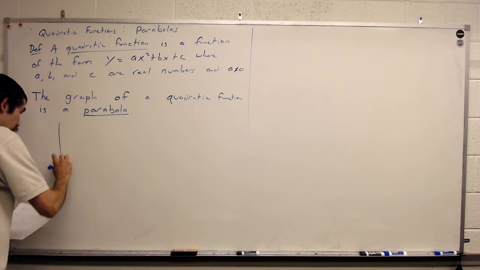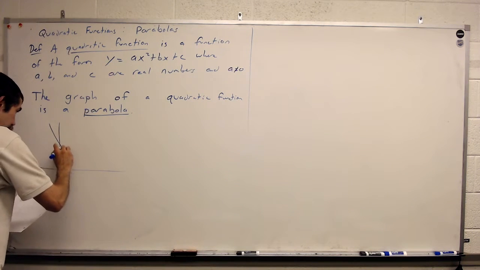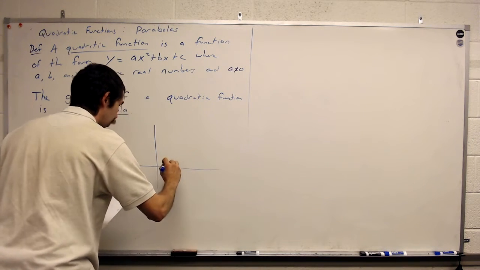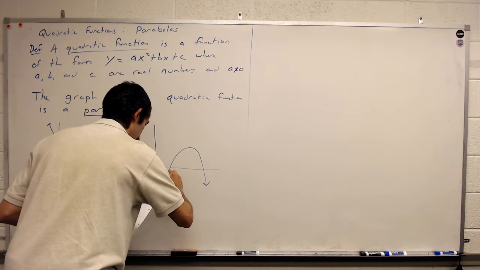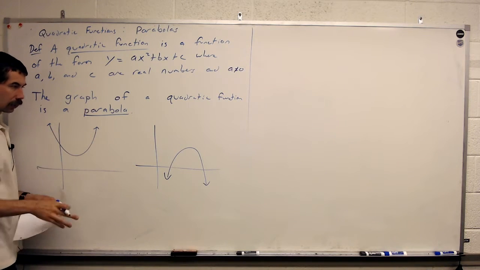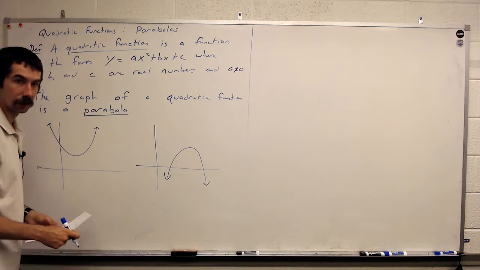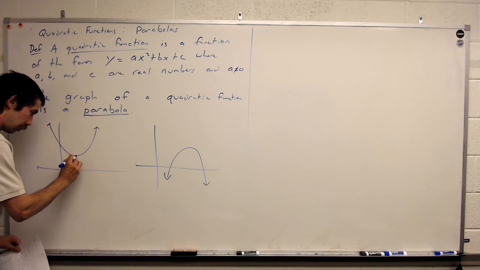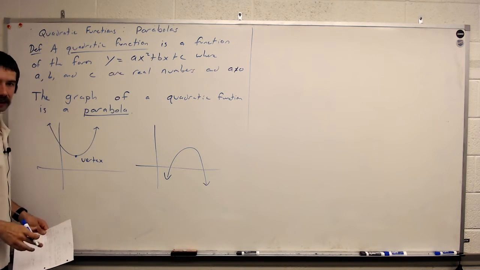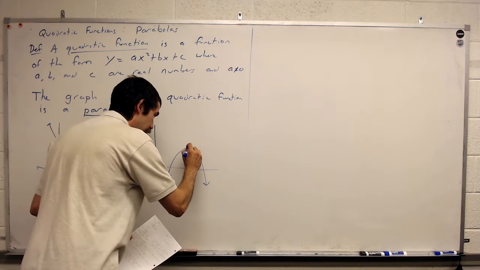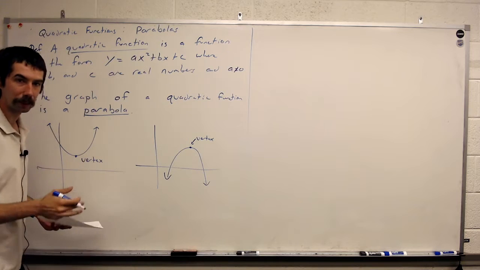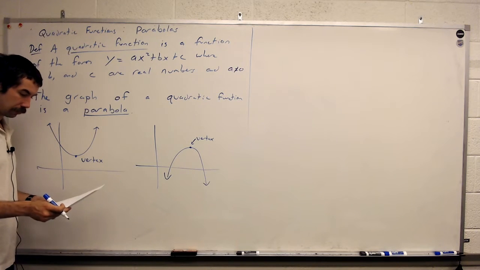All right, so it's going to look something like this, or something like this. So we either have parabolas that are opening upwards or opening downwards. The bottom is called the vertex if it opens upwards. If it opens downwards, the top is called the vertex. All right, so the vertex is a point on the parabola.